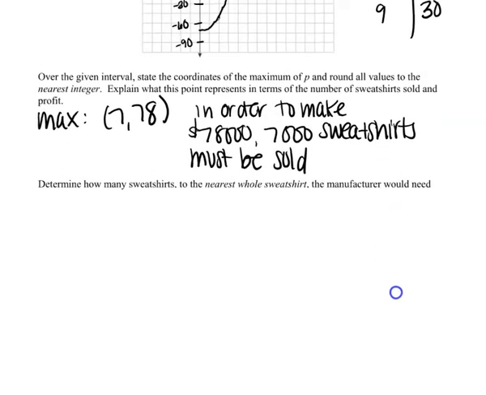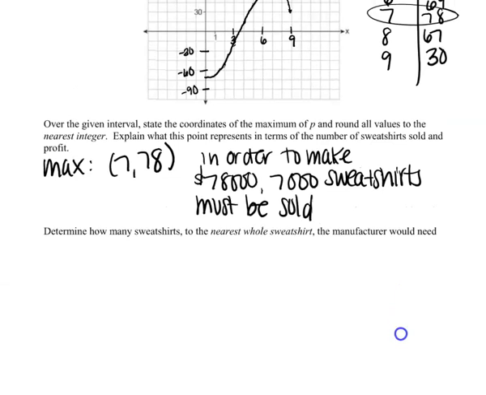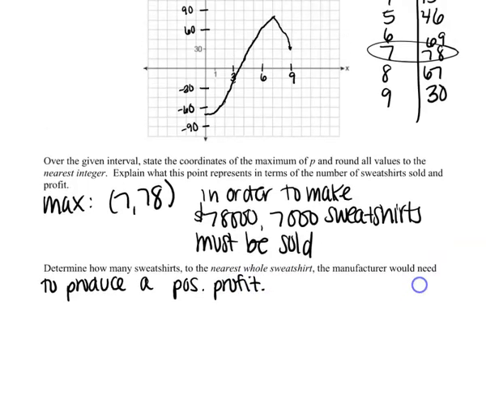This is kind of funny. I don't know what happened to the rest of my question here, but I can tell you what the rest of it is. I'll have to double check how this copied. It says, determine how many sweatshirts to the nearest whole sweatshirt the manufacturer would need to produce a positive profit. And it says, justify your answer. That's funny. I don't know what happened to the rest of my question there. I'll have to double check that.